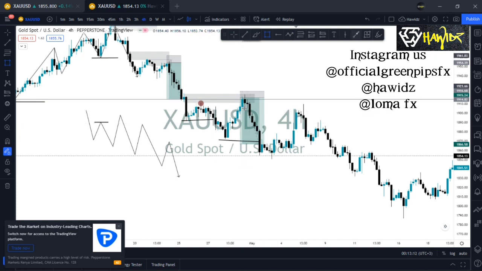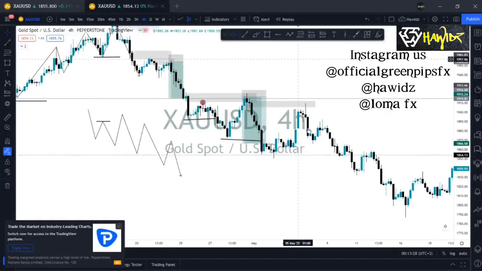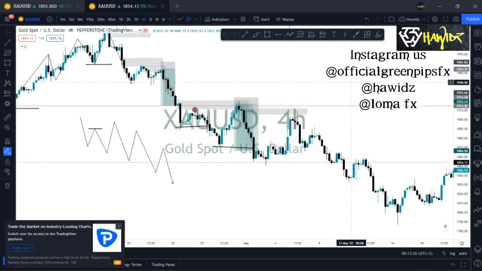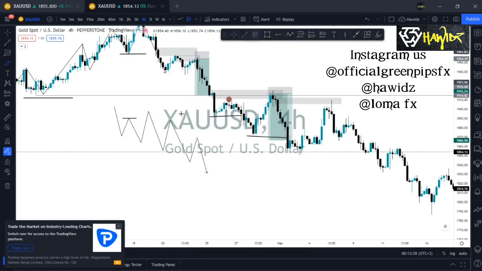Lo and behold, we did have this zone here. This was a continuation zone right here, and in the lower time frames it's more visible, but I'm not going to dive all the way into that. Price comes to it, tests it, and leaves. See how this works, guys? It's as simple as that.